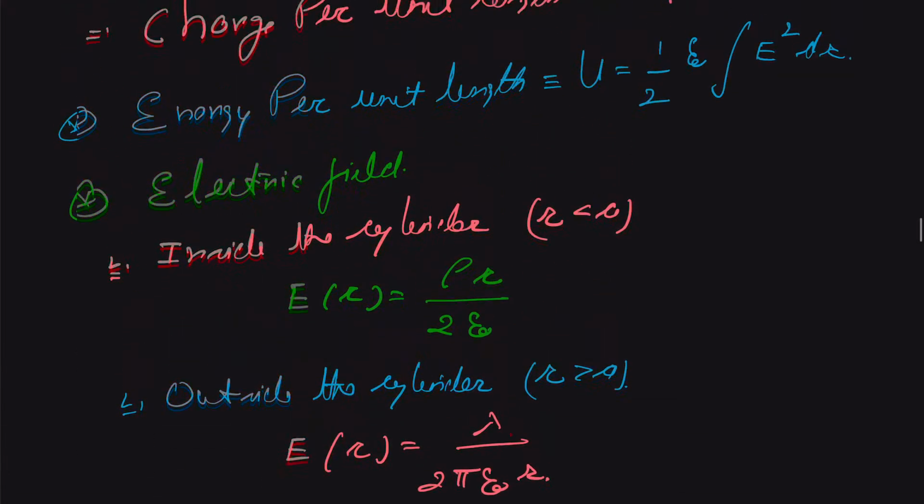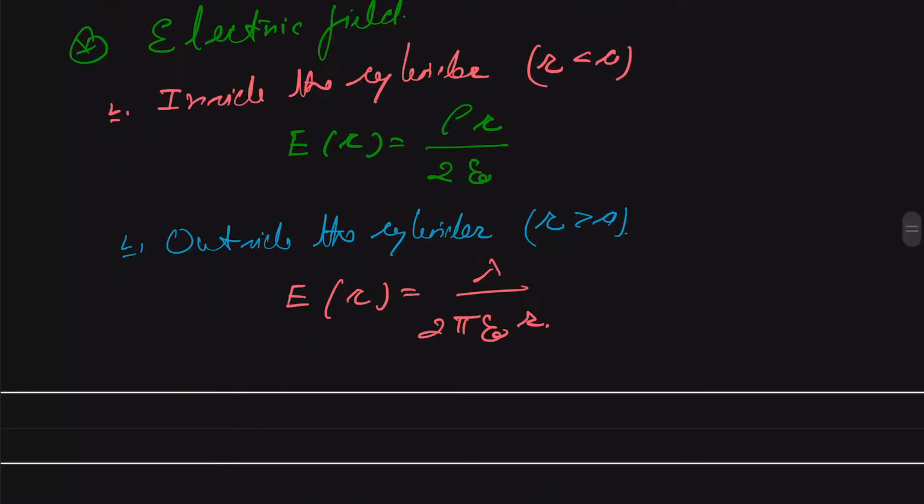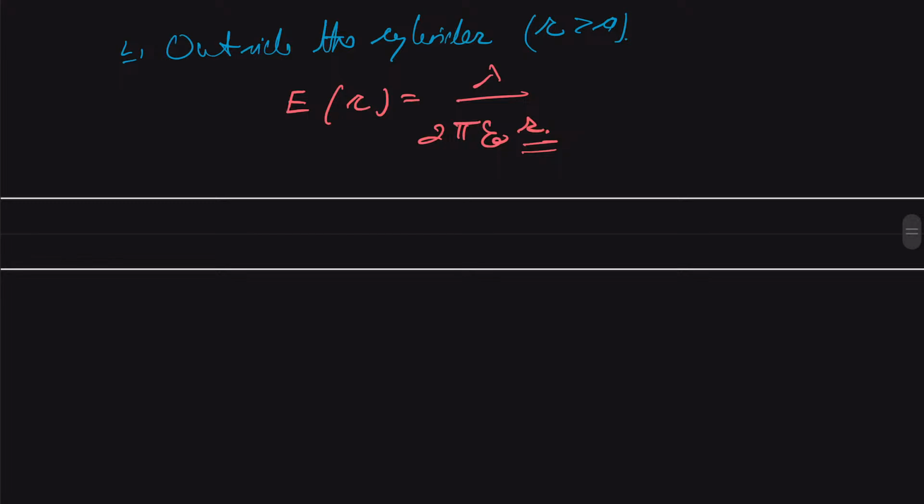Obviously, in order to find the total energy, we are going to use this particular relationship. It means we are going to integrate from a to infinity. And for this particular case, because this r is in the denominator, let us sort it out first of all.